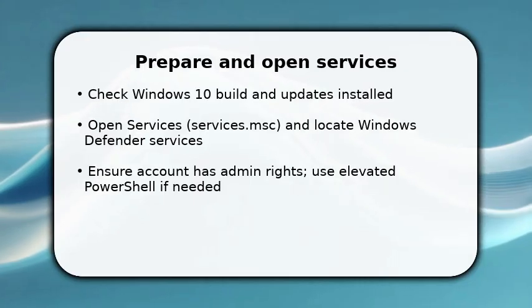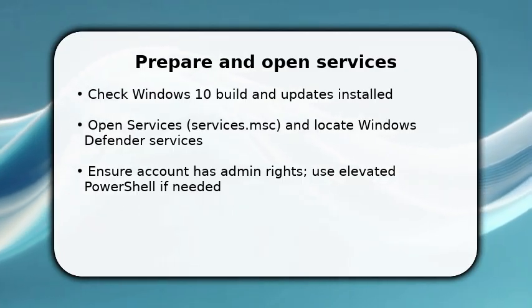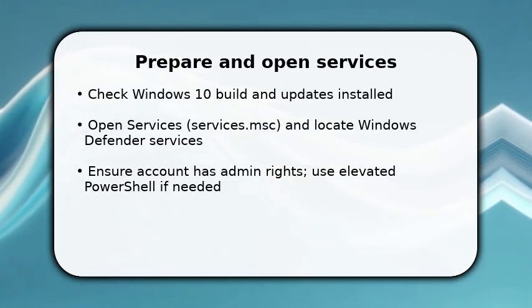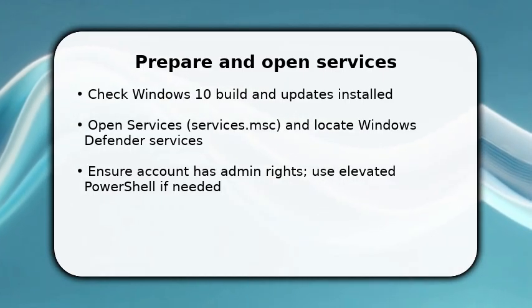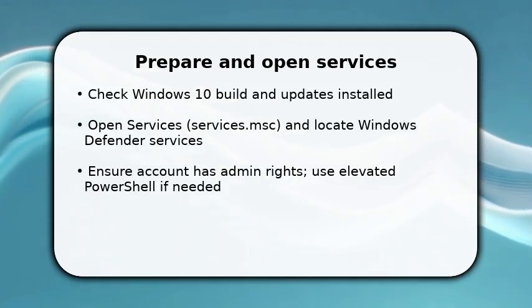You start by confirming Windows 10 is updated to avoid known bugs. Once done, press Windows plus R, type services.msc and open Services, this gives direct control. Find Windows Defender Antivirus Service and Windows Defender Firewall, you need to see their status.